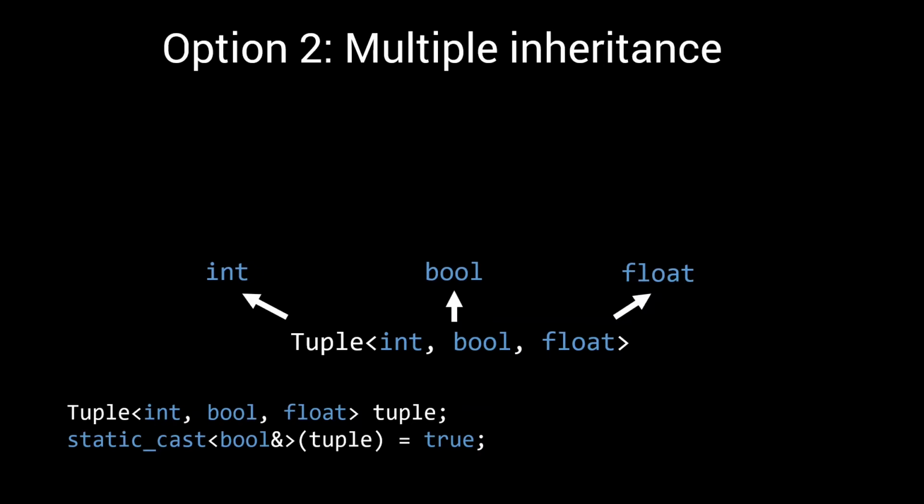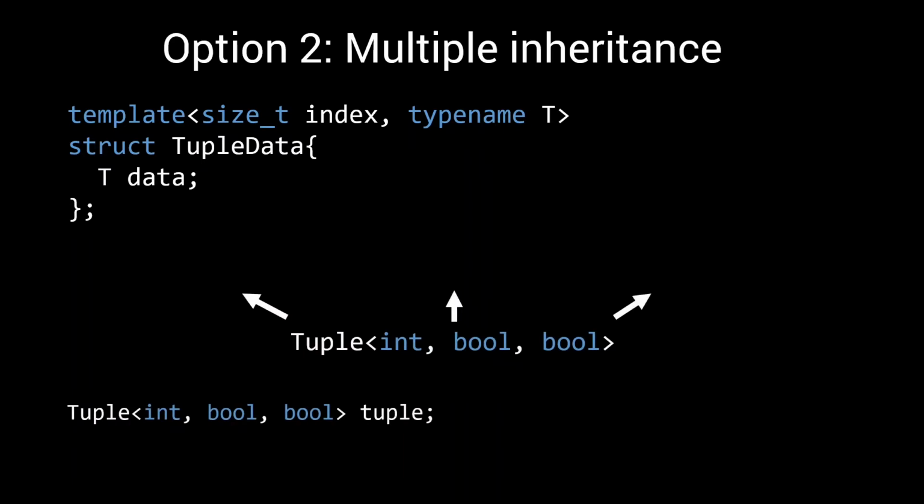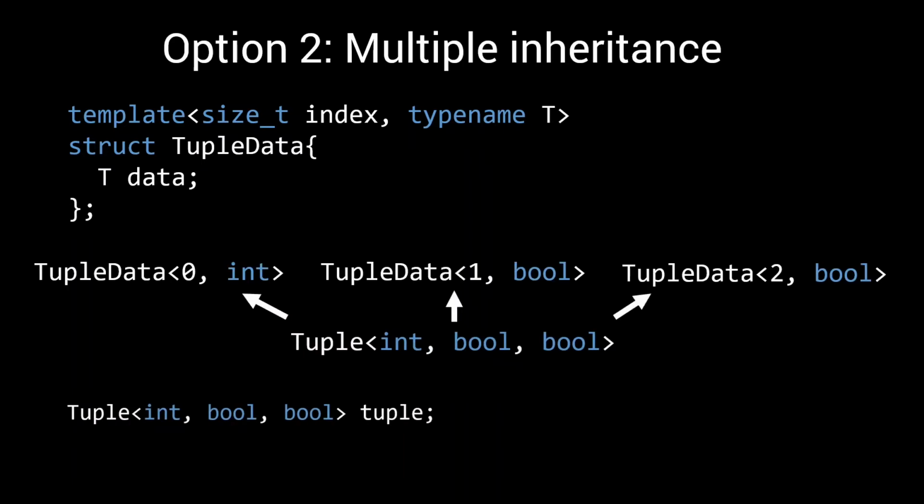Of course, this approach has a big problem. If two of our elements have the same type, we'd be trying to inherit from that type twice, which isn't allowed. To work around this limitation, you can use a unique wrapper class for each of the elements. A common approach is to create something like this. This tuple data class represents a single element of type t. By using the index of the element as one of the template arguments, we can guarantee that this type is always unique among the base classes of a single tuple. If we now go back to our tuple of int bool bool, it would have the base classes tuple data 0 int, 1 bool, and 2 bool.